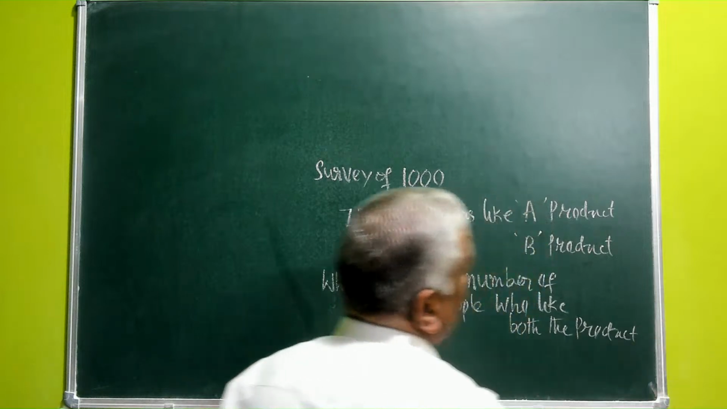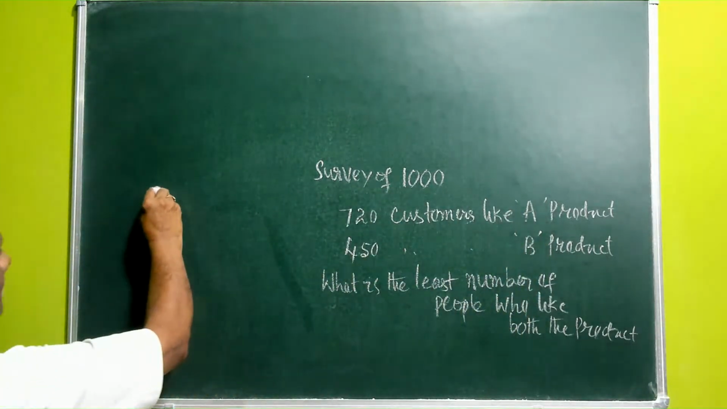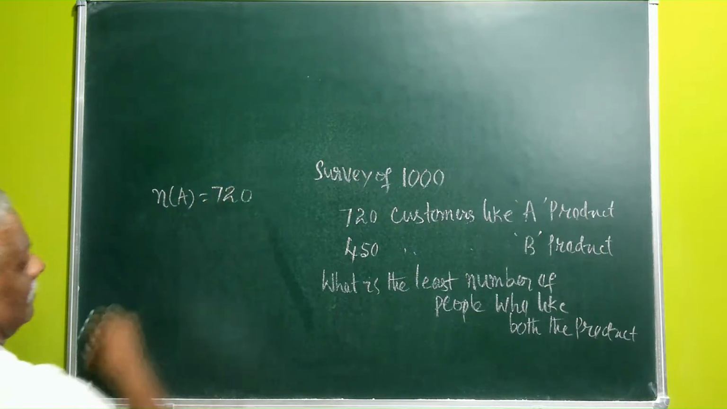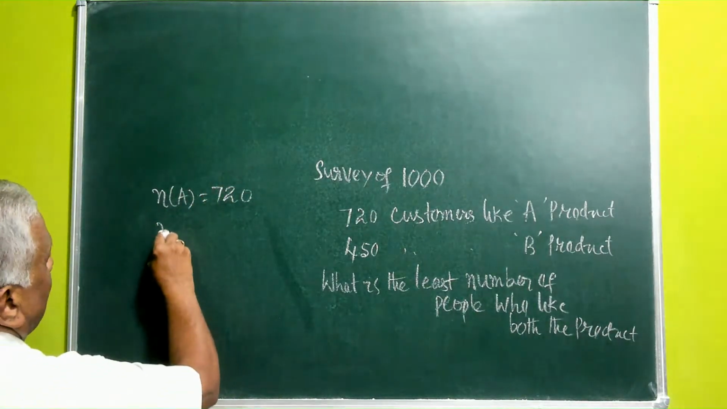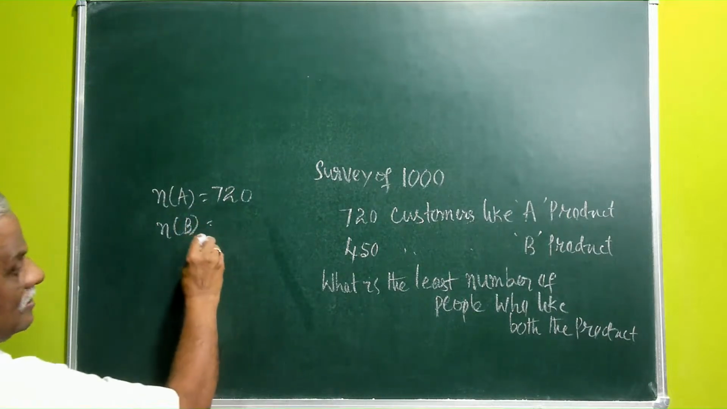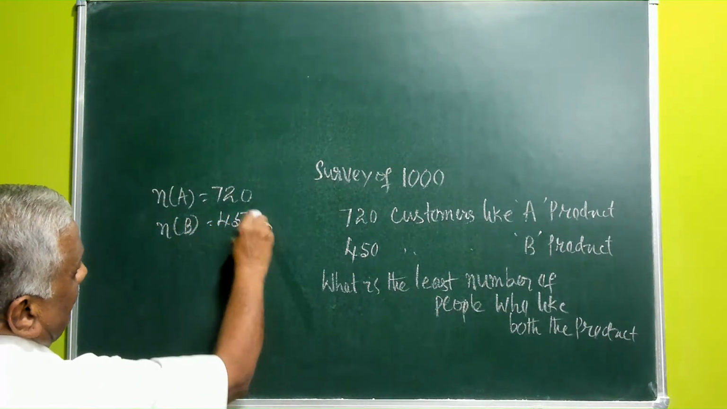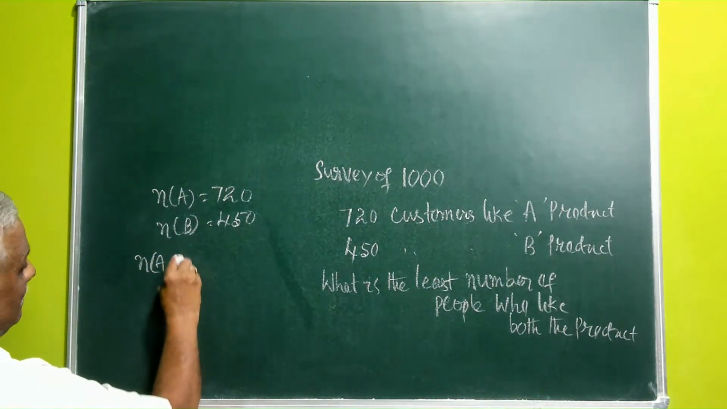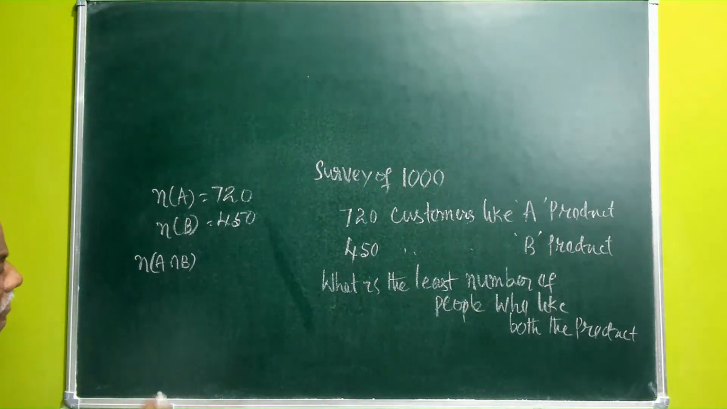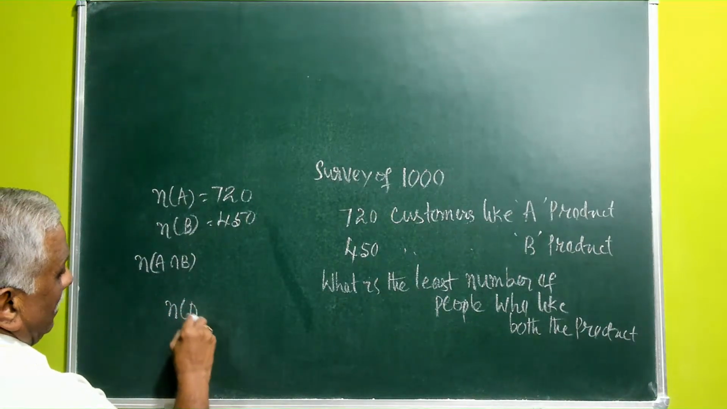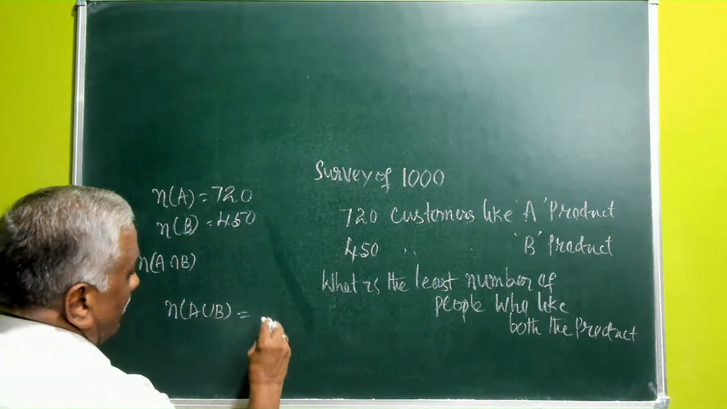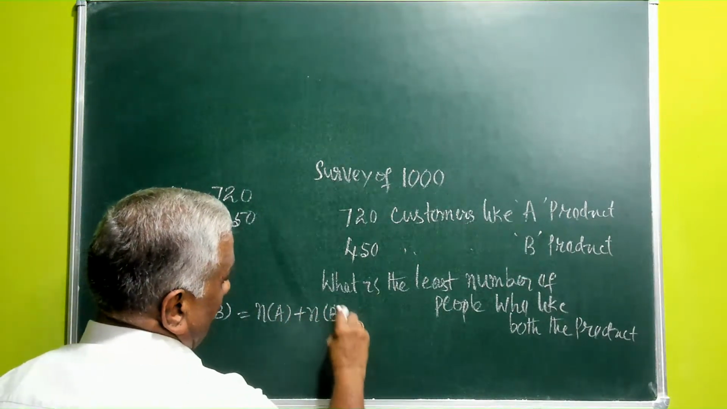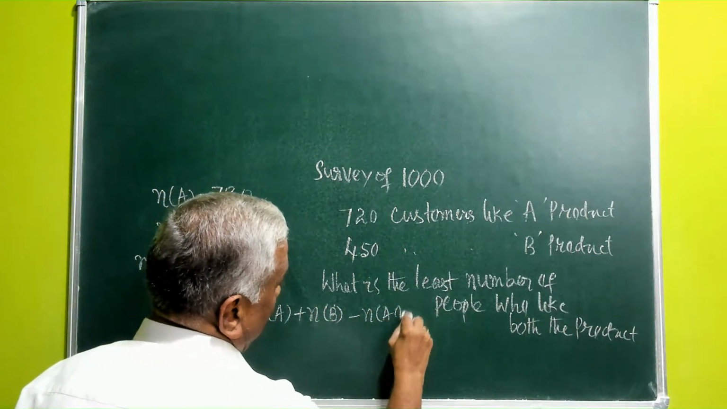I will work this problem by two methods. So it is given that n of A is 720. N of B is 450. You want n of A intersection B. There is a formula. n of A union B is equal to n of A plus n of B minus n of A intersection B.